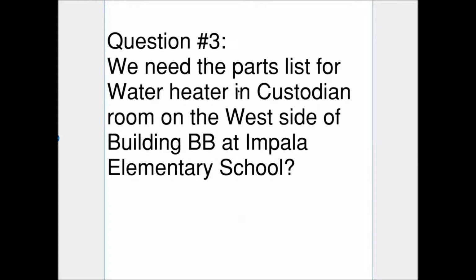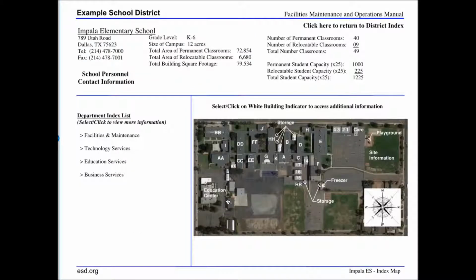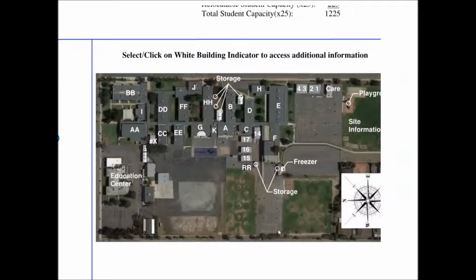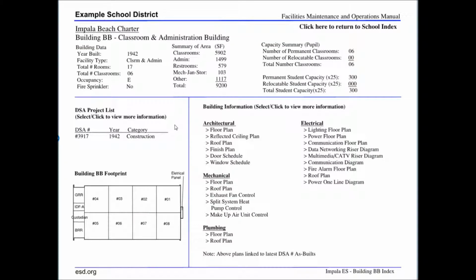Question 3. We need the parts list for the water heater in the custodian room on the west side of Building BB at Impala Elementary School. We start again at the program index and map. We are looking for Impala Elementary School, which can be selected here or here as indicated by IM. Once we select the school, we are taken to the site index map. We then scroll in and look for Building BB, which is located here.